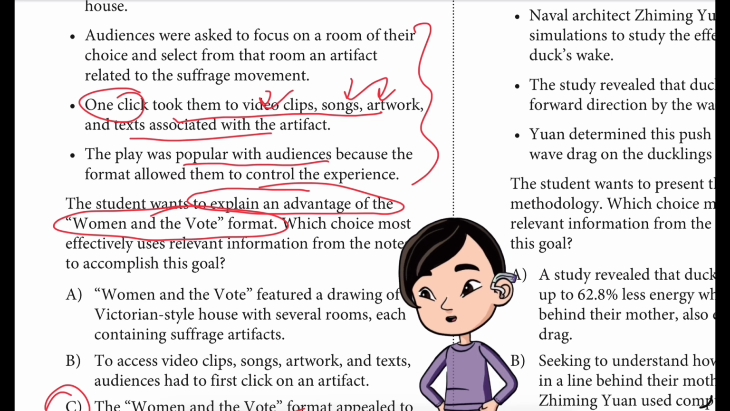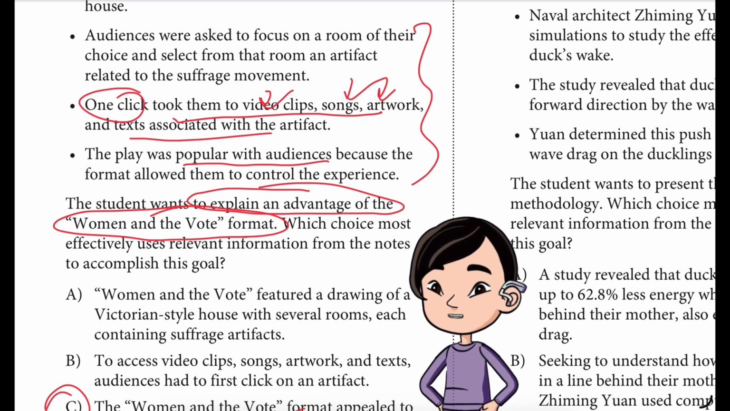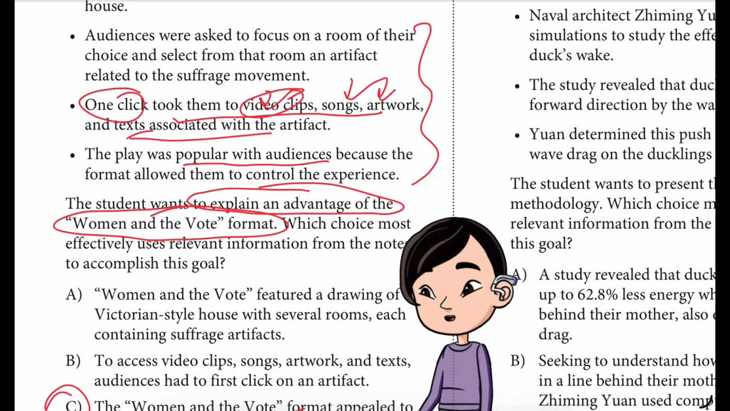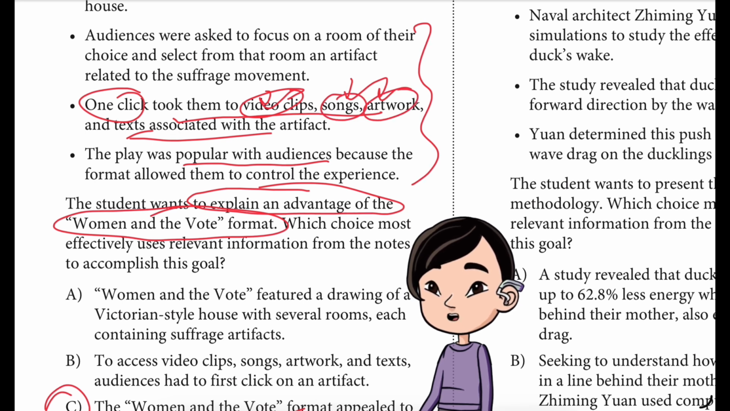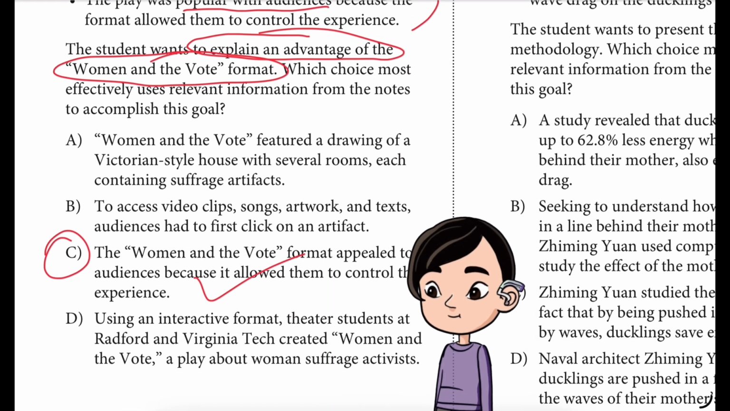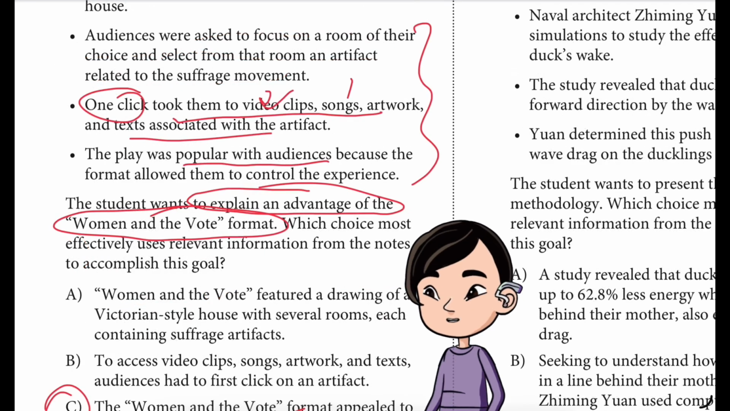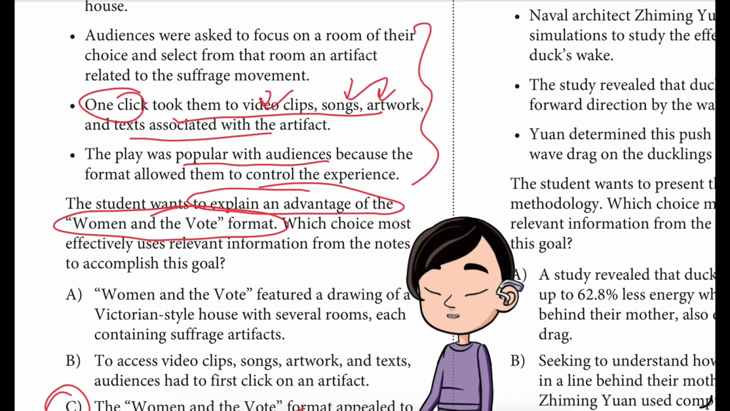Choice A is incorrect. The sentence describes a digital drawing on the Women and the Vote website. It doesn't explain an advantage of the play's format. Choice B is incorrect. The sentence explains how audiences interacted with the Women and the Vote website. It doesn't explain an advantage of the play's format.